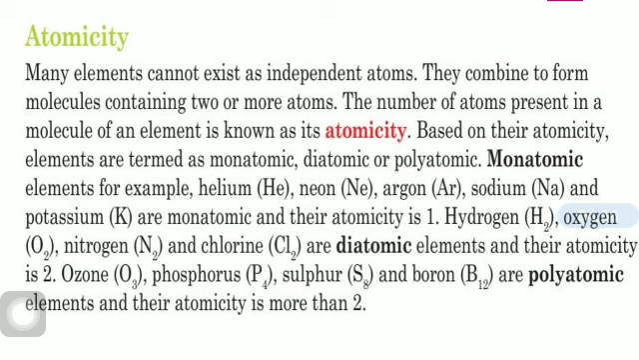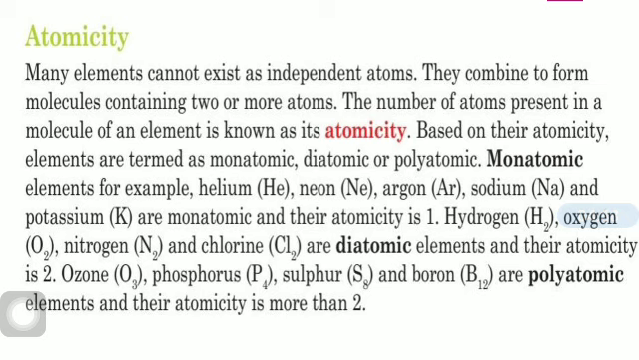Clearly now we can understand hydrogen H2, oxygen O2, nitrogen N2 and chlorine Cl2. They are diatomic elements and their atomicity is 2 because oxygen, that is O2, has two atoms of oxygen. So the molecules having two atoms are known as diatomic. And if the number of atoms increase more than 2, they are known as polyatomic.